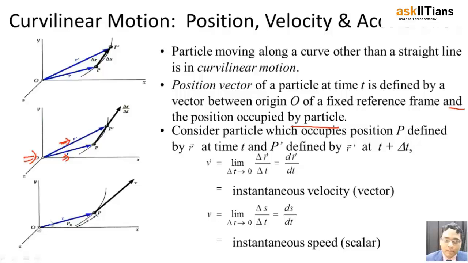If I consider that the particle occupies a position P, which is given by some displacement r at time t, and P prime is given by r prime, in that case the velocity of the particle can be given by delta r by delta t, which in the limit delta t equals 0 is dr by dt, which is nothing but the instantaneous velocity. In a similar manner, delta s is not the displacement, it is the distance.